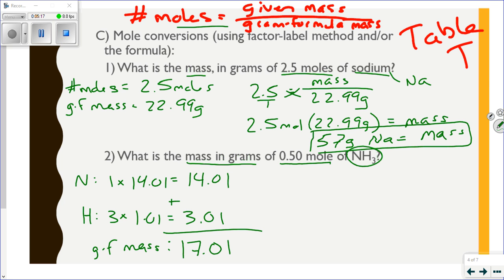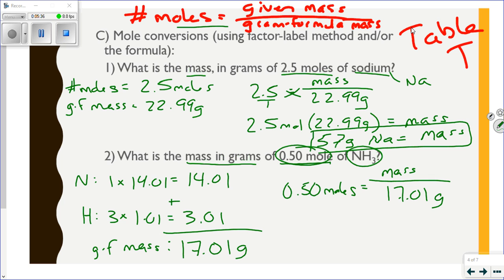That's the total. I also know the number of moles. I've circled that. So let's put this into our equation. We know that we have 0.50 moles. We're looking for the mass again. And I know the gram formula mass is 17.01 grams. Do your math again. Multiply both sides by 17.01 grams.